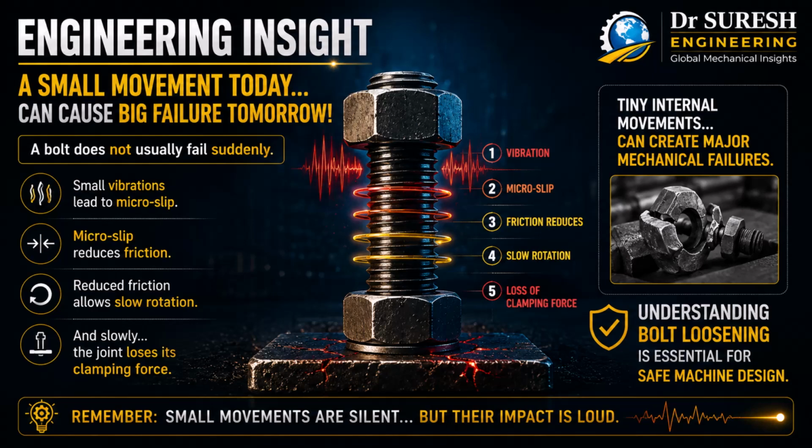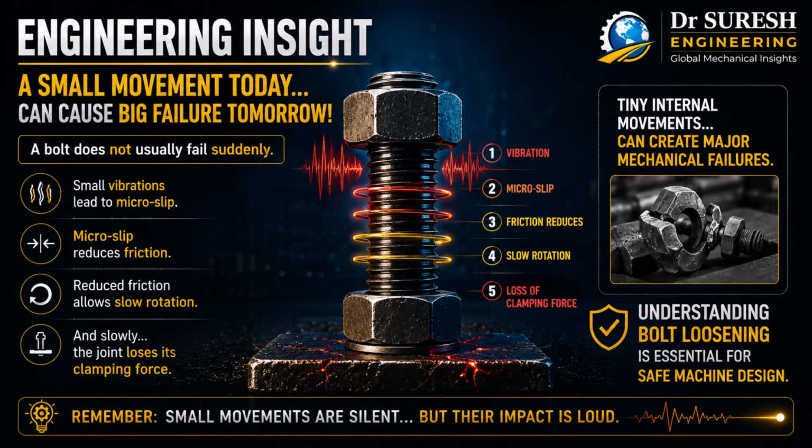Before we conclude, let us remember one important engineering reality: mechanical failures rarely begin with large visible damage. Most failures begin silently, through tiny internal movements inside the joint. A small vibration creates microslip. Microslip slowly reduces friction. Reduced friction allows gradual rotation, and over time, the clamping force begins to disappear. What appears safe from the outside may already be weakening internally.